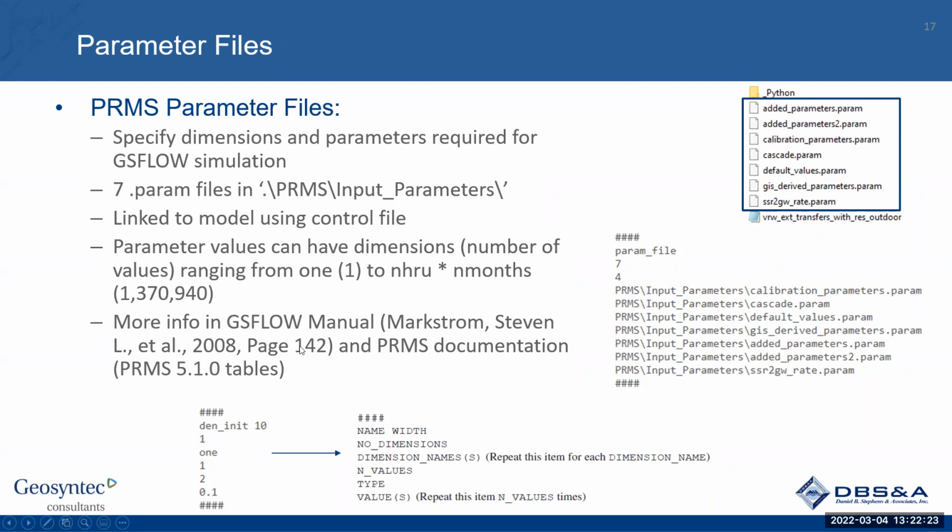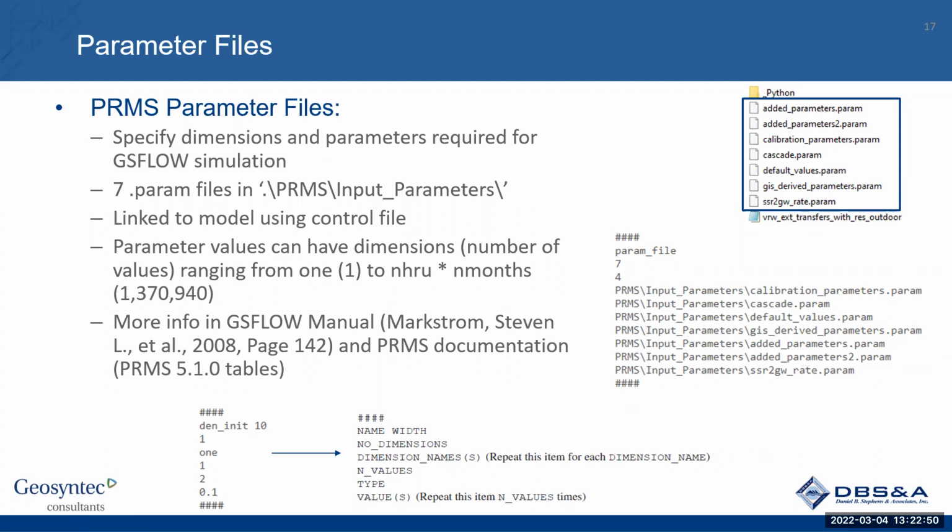If you want more information on what each of these parameters are, like specifically what they do for the model, you can look at the GSFLOW manual or the PRMS documentation. Specifically, the PRMS tables, which has tables of all the input parameters, is very useful. And I'll provide a link in one of the following slides that takes you to that.